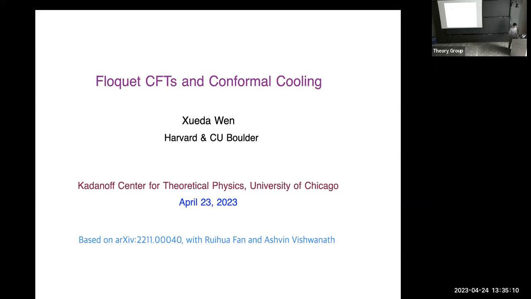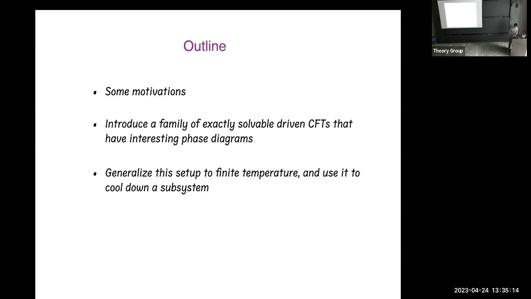Let me start from the outline. I will first give some motivation for this work, and then I will introduce a family of exactly solvable driven CFT that have interesting phase diagram, and then we will apply this setup to finite temperature, and we found that it can be used for quantum cooling.